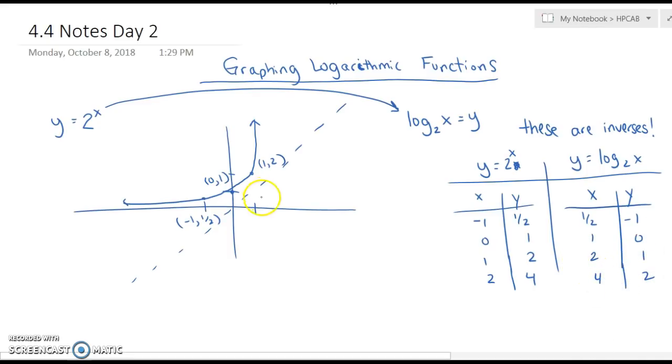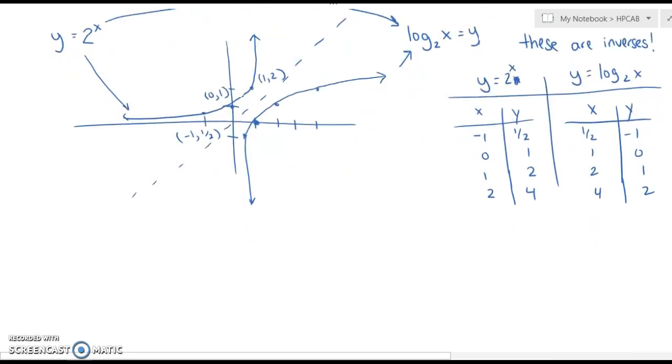And so when we graph those, we're going to end up with 1/2, negative 1, we've got 2, 1, and then we've got 4, 2, which is over here. So the graph is going to look something like this. This is y equals log base 2 of x, and this is the exponential y equals 2 to the x. So that's the difference between the two graphs, and they're basically symmetric with respect to the line y equals x.